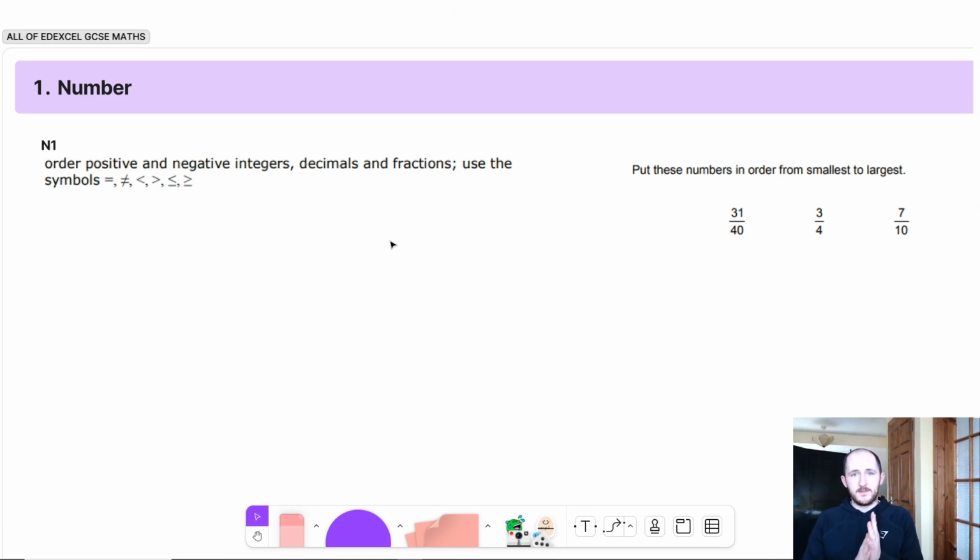Now before we get into the video, I just want to say that this video would be good for anyone doing higher or foundation tier, okay? So I've marked in bold all of the higher tier spec points, and the stuff that's just in normal font like this is for both higher and foundation. So if you're doing higher, you need to know everything in this video. If you're doing foundation, you can ignore anything in bold. We just want to go through and do some example questions.